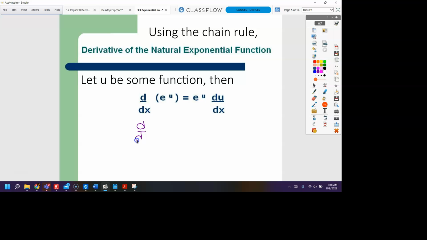Another way of writing that would be d dx of e to the u equals u prime times e to the u. So that du dx represents u prime. So sometimes you'll hear me say e to the u times u prime, or u prime times e to the u. Same thing, because again, multiplication is commutative, therefore it does not matter the order with which you write that.